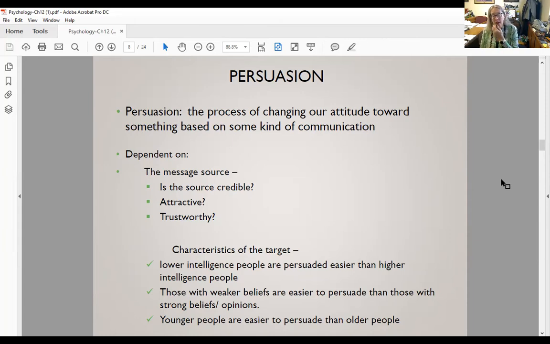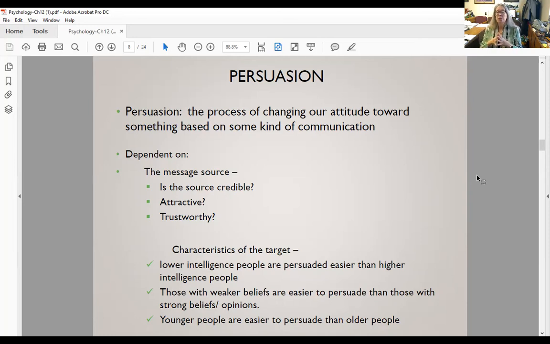Another thing that's important with the audience is if the audience person knows that you're trying to persuade them. So if you are forewarned of the persuasion attempt, then you're much less likely to get persuaded. That's one of the reasons why it is so hard for advertisers to actually change your attitude towards something, because once you know it's an ad, your walls go up and you're less likely to be persuaded. Other characteristics that are on the slide are that low intelligence people are persuaded more easily, those with weaker beliefs are persuaded more easily, and those that are younger are persuaded more easily.